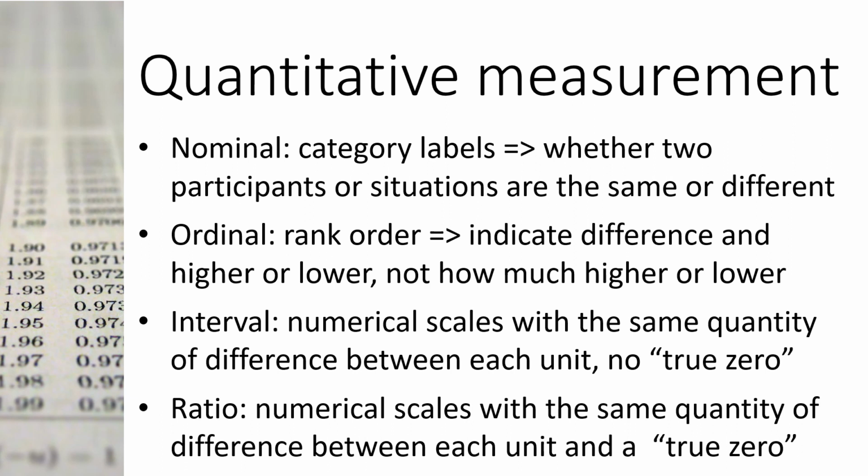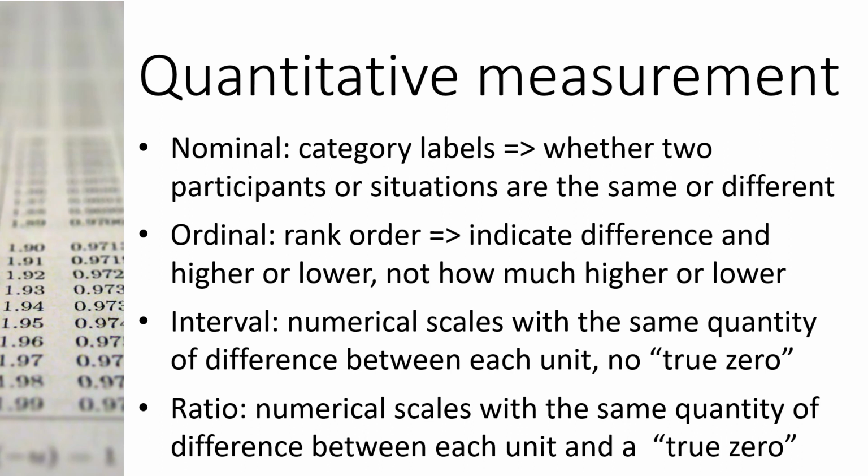In other cases, the score indicates that there's a difference, but not how much of a difference, like the first, second, and third place finishes in a race. First is fastest, but the difference between first and second might not be the same as between second and third. Ranks in the military or law enforcement are also examples of measures like this, which are called ordinal because they put things in order.